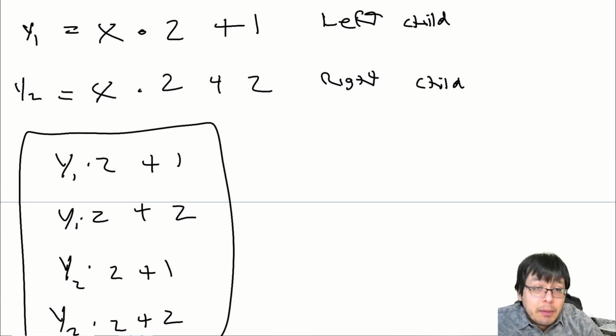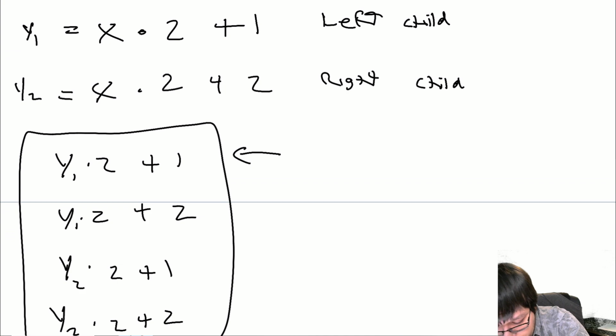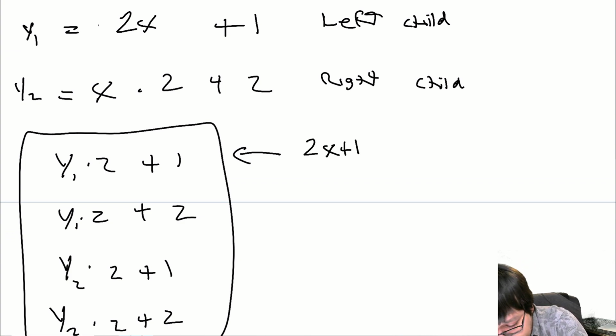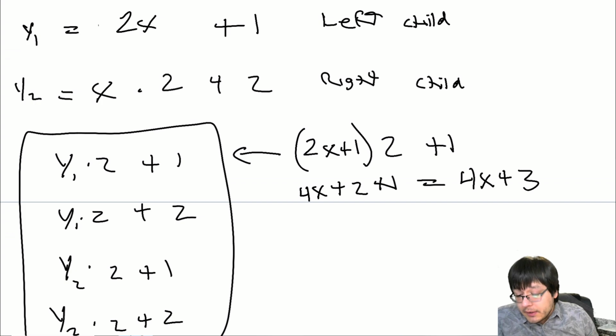Of course, I could simplify by plugging in the values. I'll do that for one of them. So let's say we do it for the first one. Let me do shorthand for this. Instead of x times 2, we'll just call it 2x. Same thing. So we got 2x plus 1. And this gets multiplied times 2 and 1 added to it. So if you want to simplify that, 4x plus 2 plus 1, which is equal to 4x plus 3. So there we got the first one.